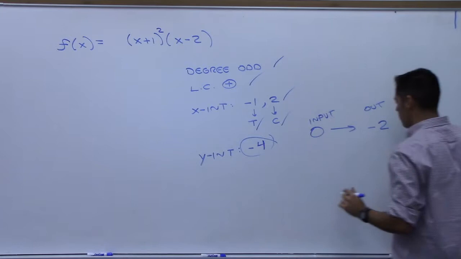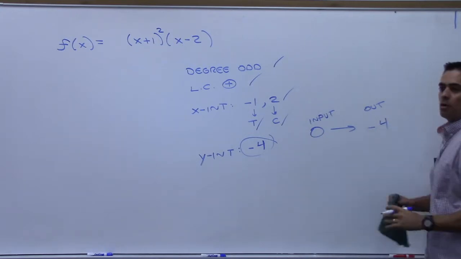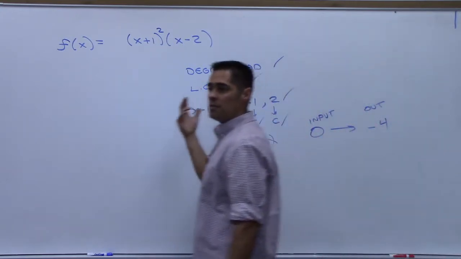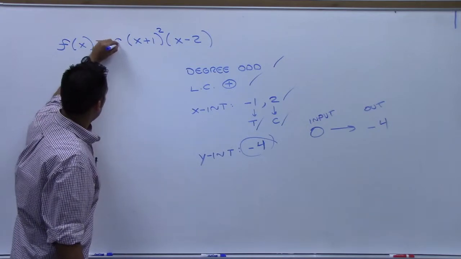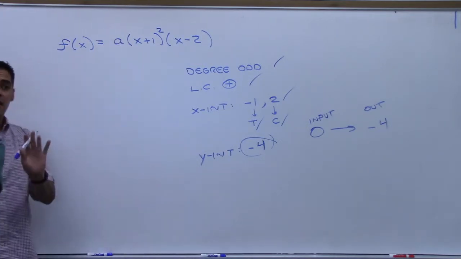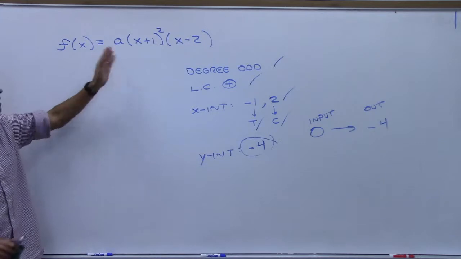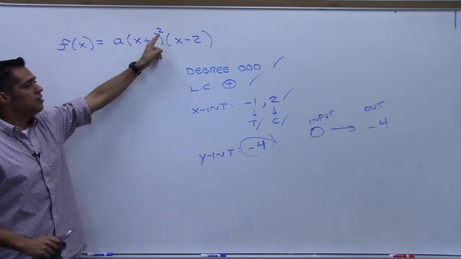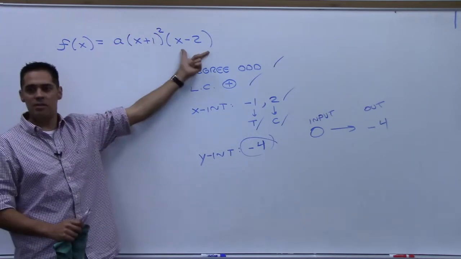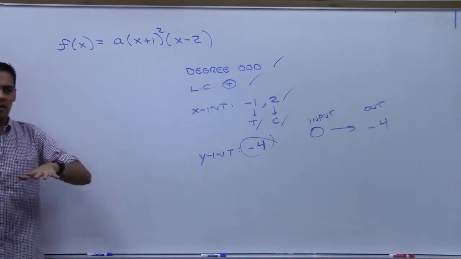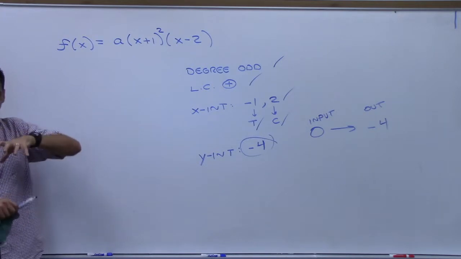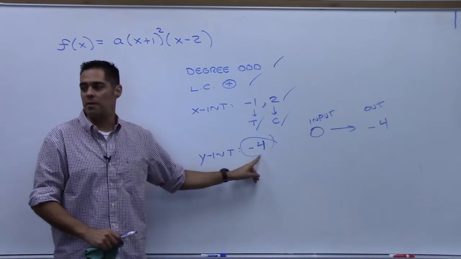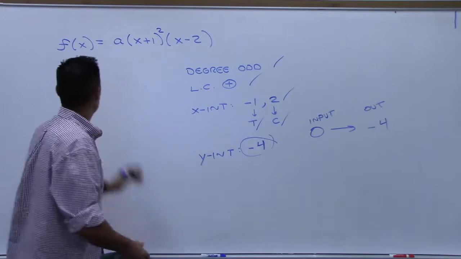Just make it -4. Now does it work? No, when you plug in 0, it doesn't spit out -4. So what we're going to do is this. We know that if we just put a number out here in front, does that change anything? A number, like if I put 5 out here or 10 out here, it will not change the degree. It won't change my x-intercepts, right? All that does is stretch it. Yeah, I need to stretch it appropriately to make it pass through this y-intercept. So watch what I'm going to do.